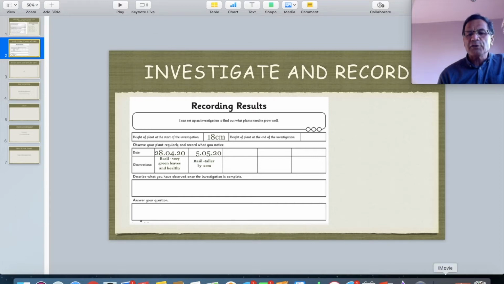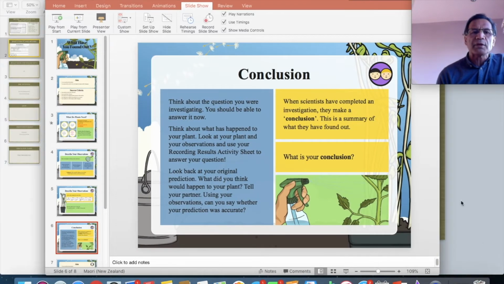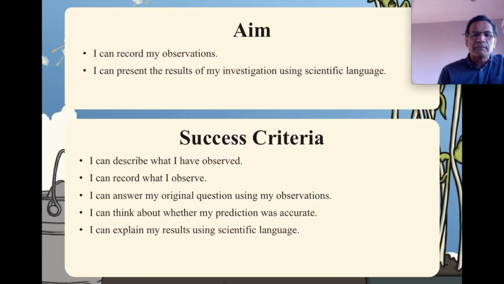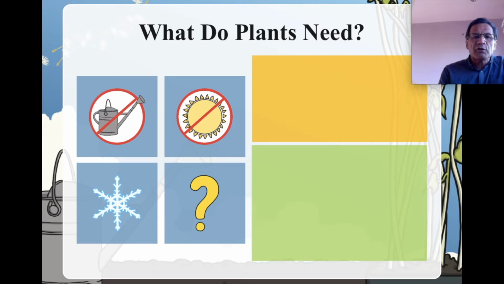Now I'm going to show you a different presentation this time, and it's really going back to all the things that are important when we start an investigation. So we've seen the success criteria. I can describe what I've observed. I can record what I observed. I'm going to just move on quickly.